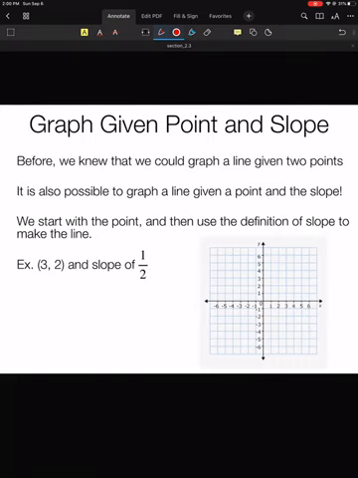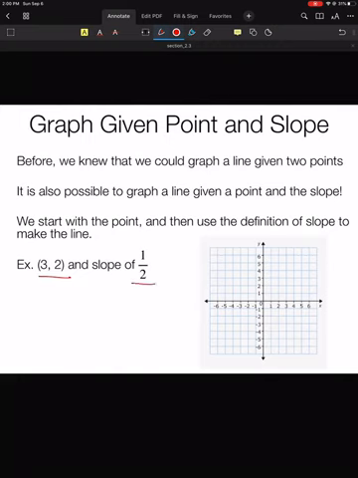Now, there are a number of other ways that we can graph a line and describe a line, and one of them is given a point and the slope. Before, we were working with 2 points and we could find a line. We can also work with 1 point and the slope. So we start with a point and then use the definition of slope to make that line.